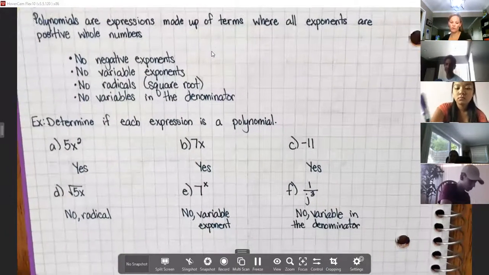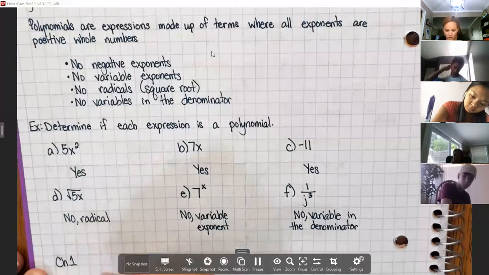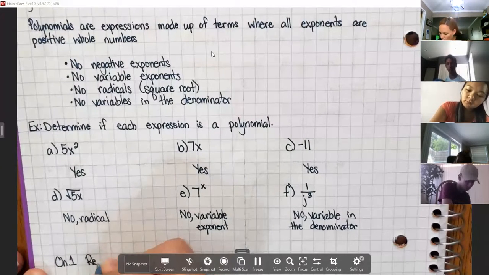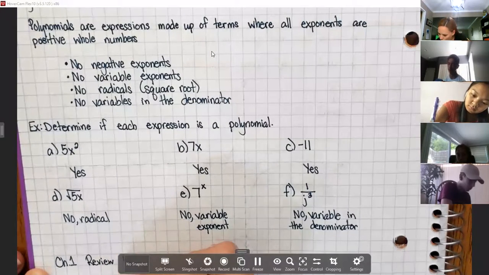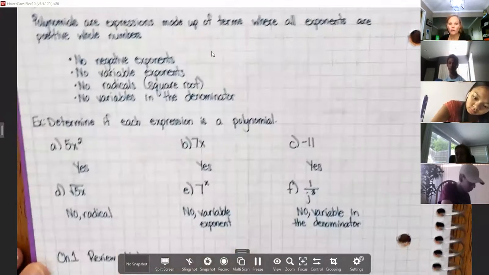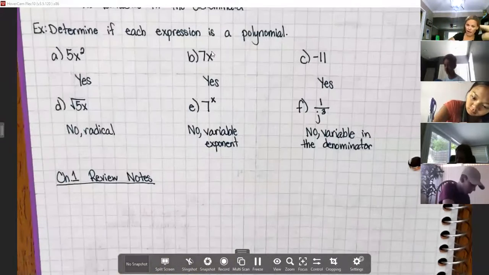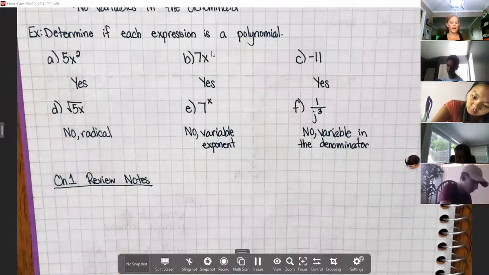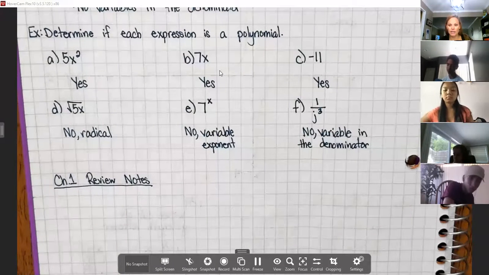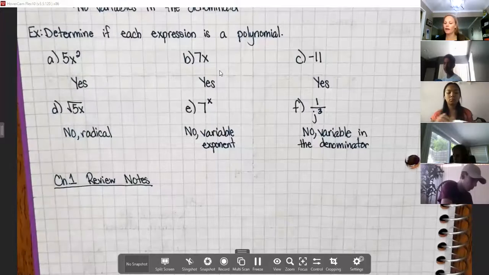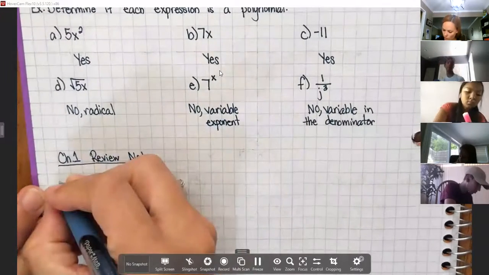So that's it on those notes. We're going to do a few example problems. So chapter 1, review notes. I'm going to work out some problems that are going to be similar to the problems you have on your assignment today. So if I'm going too fast or something doesn't make sense, speak up or type it in the chat. Just let me know.